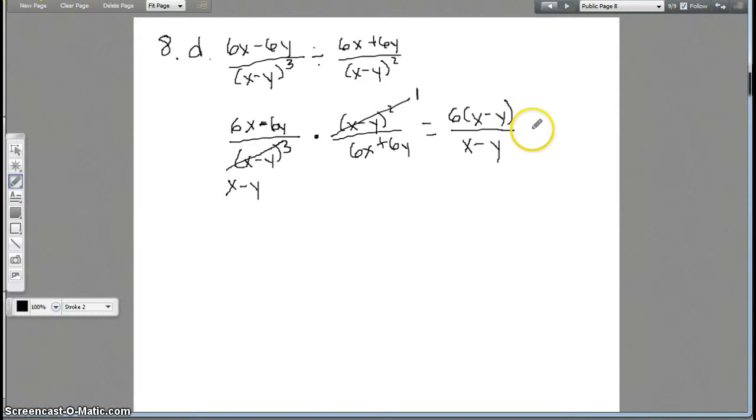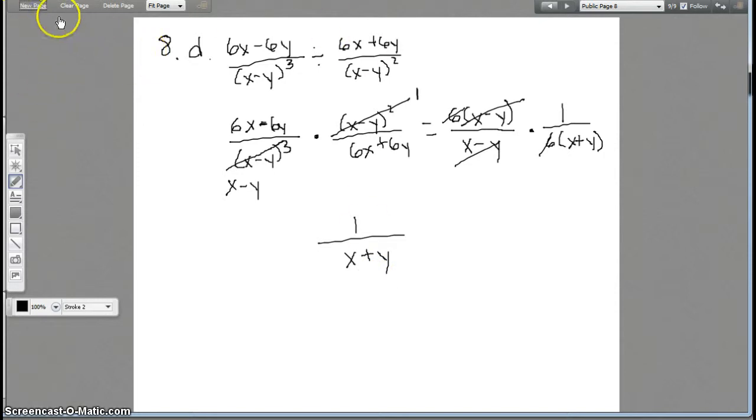And then we have times 1 over, and then this denominator, notice I have 6x plus 6y. I have 6 as a common factor again. So this is 6 times (x plus y). Now notice we have an x minus y that can cancel with an x minus y. We have a 6 that can cancel with a 6. And what we are left with for part D is just 1 over x plus y. So that's how we would work part D.